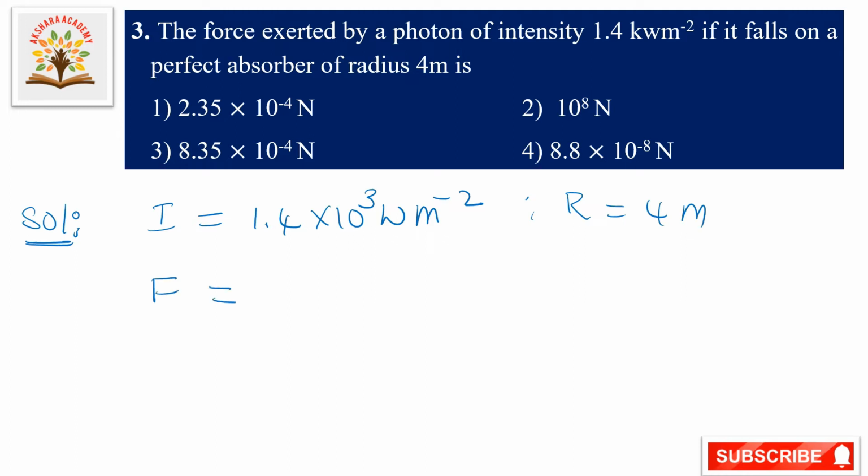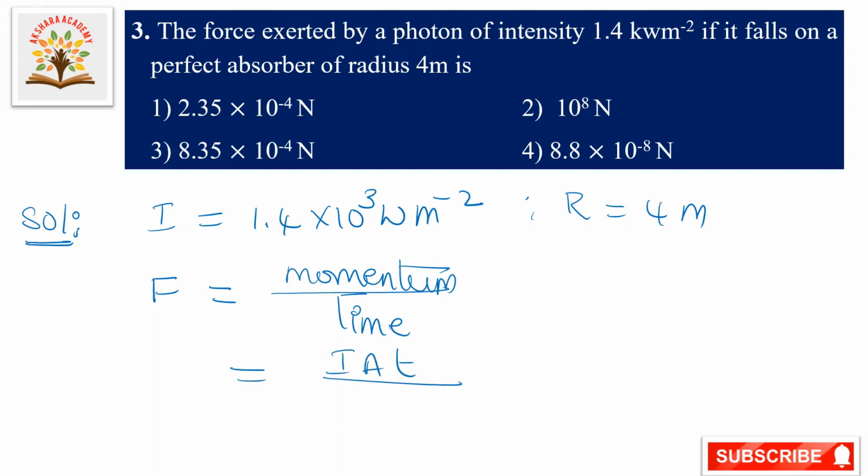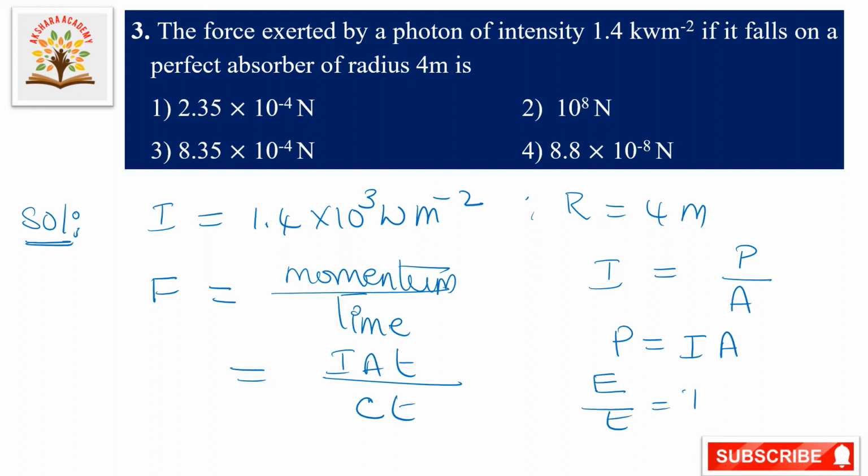Here force exerted by photon is equals to momentum by time. So from this momentum can be written as IAT by C into T. Here intensity I is equals to P by A. From this you can write P is equals to I into A. P can be written as E by T is equals to IA.